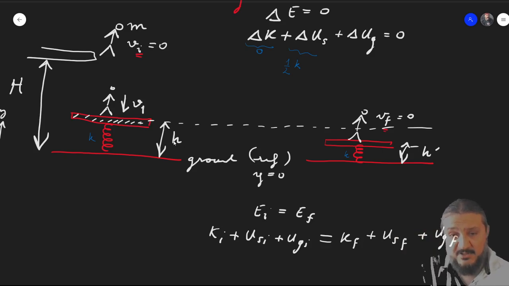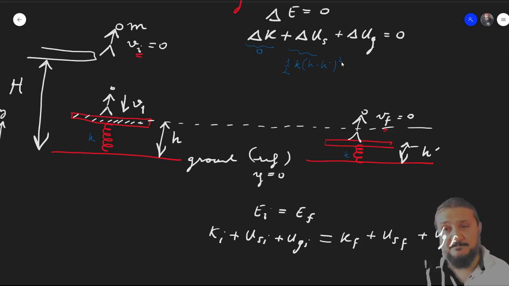Okay, so it's not going to be H, it's not going to be H prime, it will be the difference. So I need to write here (H minus H prime) squared. Okay, that is the elastic potential energy at this position. Delta means you gotta subtract the initial, but initially it's 0. So it is 1/2 k (H minus H prime) squared. Good. What about the gravitational?